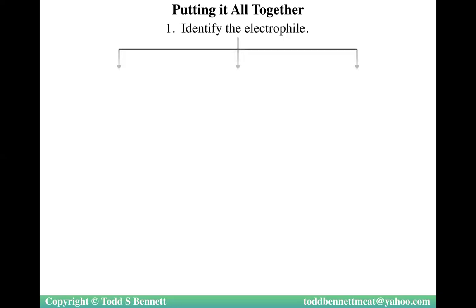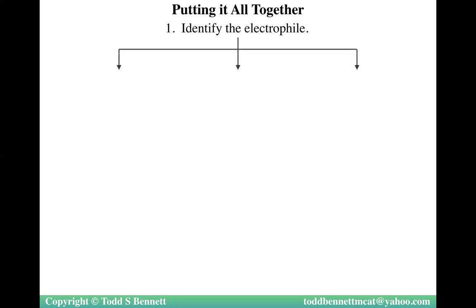Okay, so putting it all together, information overload. A lot is coming at you, and so you need to have a strategy. So the plan is we're going to identify the electrophile first, the other reagent, be it a nucleophile or base, second, and then the solvent conditions and temperature last.